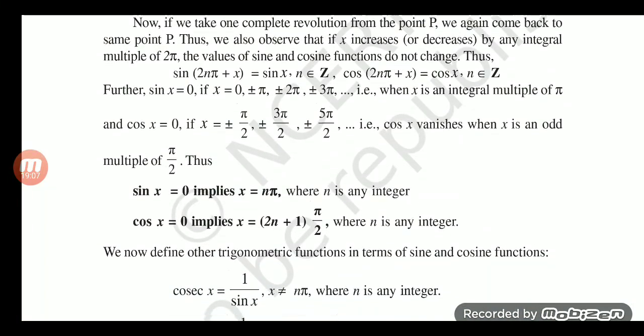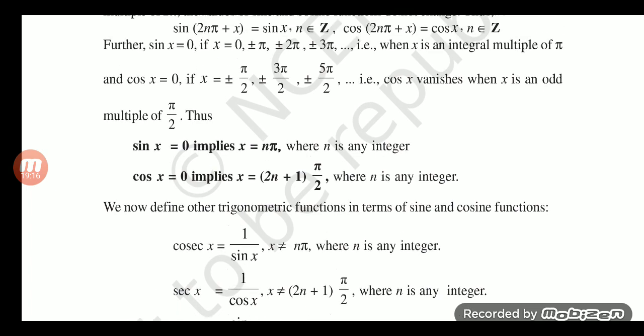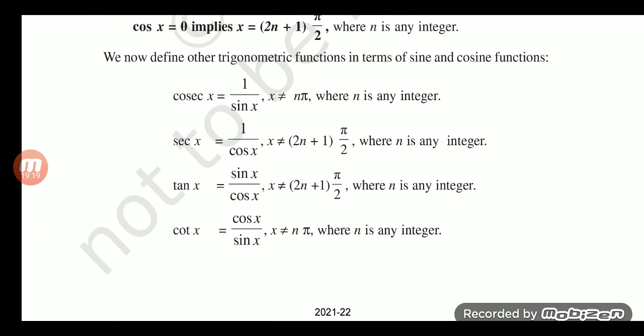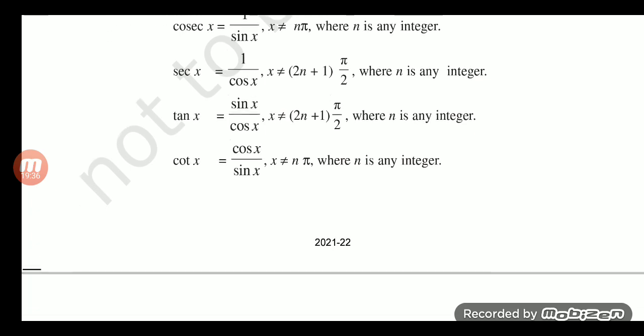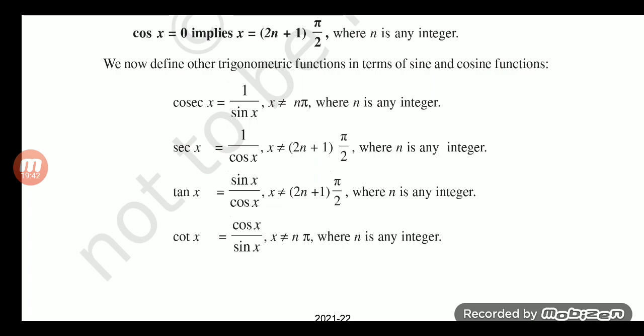Slowly we'll see. Now we define other trigonometric functions in terms of sine and cosine functions. So if we have sine and cosine, we can easily take out cosec x, sec x, tan x, and cot x. How do we do that? This is homework. If you know 10th class maths, you can do this.